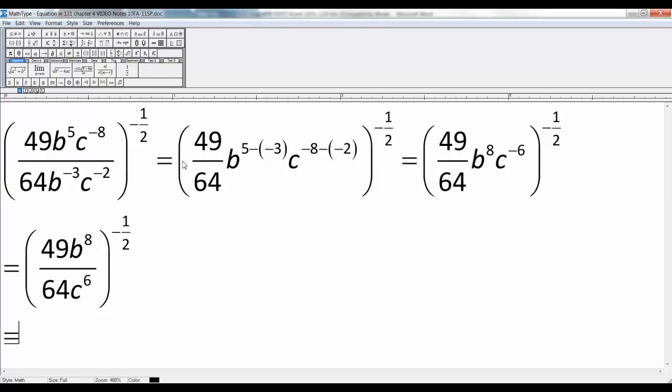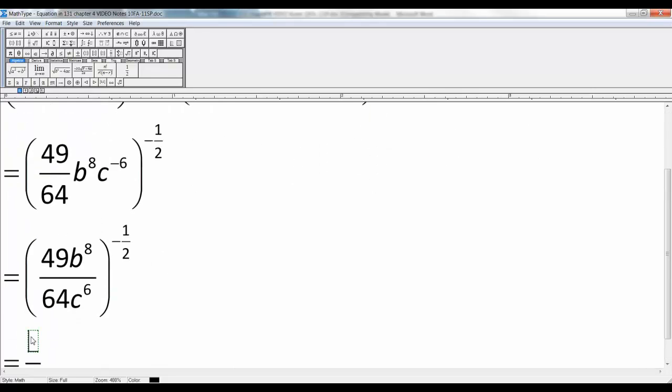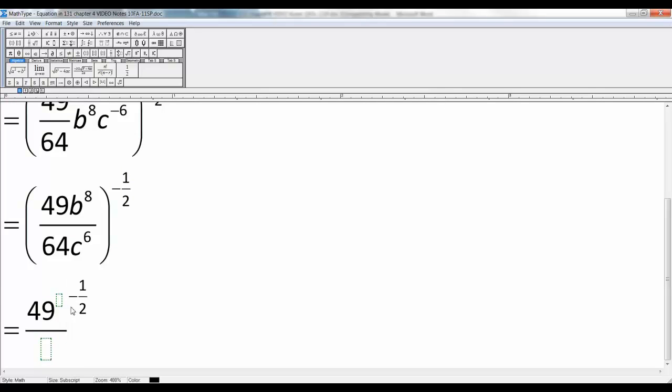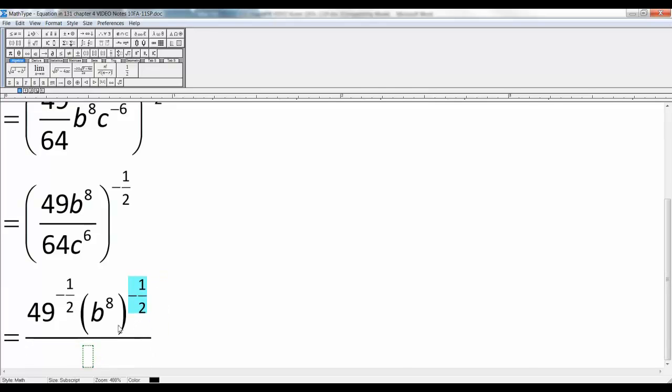So I have to do, let's see, I'm going to put this here. I have to raise 49 to that negative 1/2 power. In fact, I'm just going to copy and paste this. Oopsie. Oh, fine. All right, I'll type it up. 1/2. There we go. All right, then I'm going to have to do it again. b to the 8th is going to get raised to the negative 1/2 power. Right? And then 64 is going to have to be raised to that negative 1/2 power.